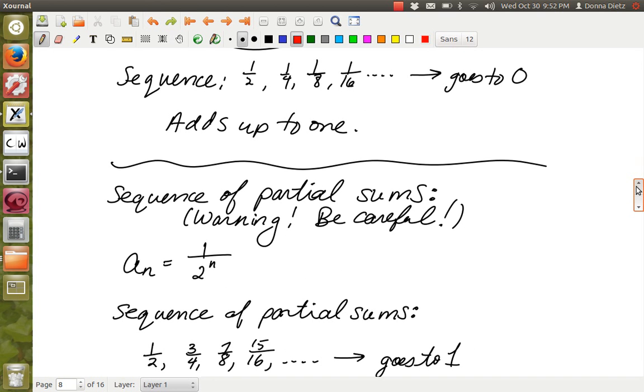So for example, this sequence, 1/2, 1/4, an eighth, a 16th, goes to 0, but it adds up to 1. So the sequence goes to 0, the series goes to 1.